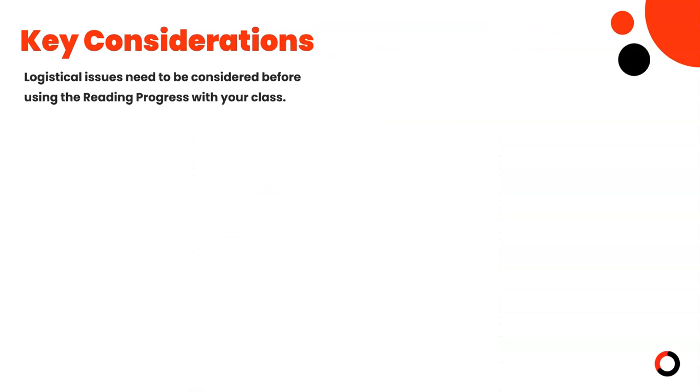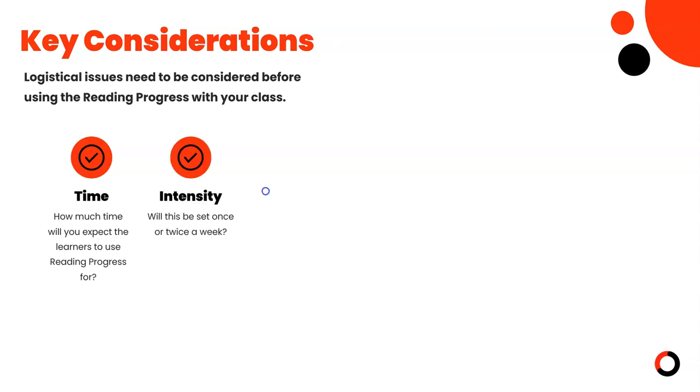So some key considerations before implementing reading progress with your class. Time: how much time will you expect the learners to use the reading progress for? Intensity: will you set this as a once a week or a twice a week homework? Location: is this set as a homework task or is it in a specific lesson time? If it is in a specific lesson time, you can use the AI noise cancelling, which is included, which will reduce the background noise for the students.